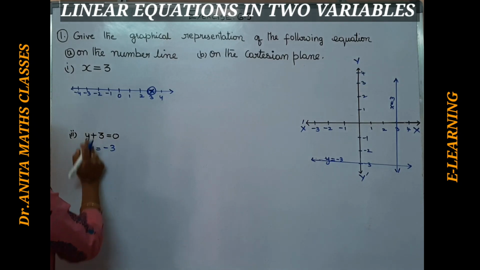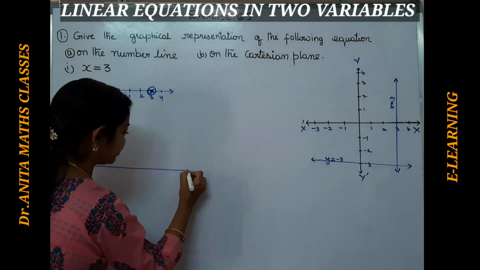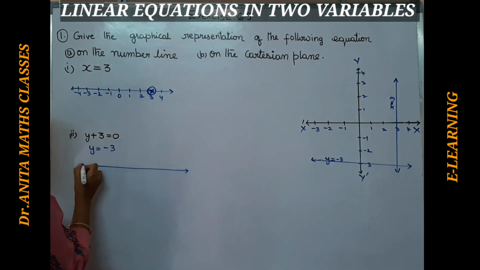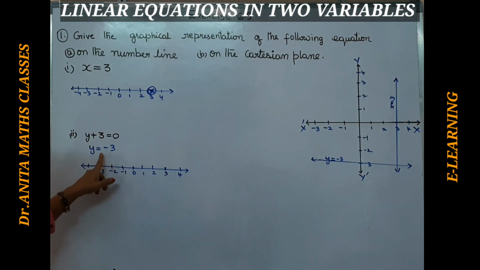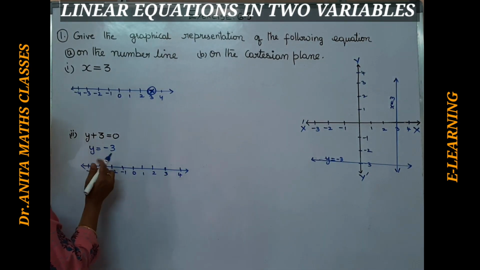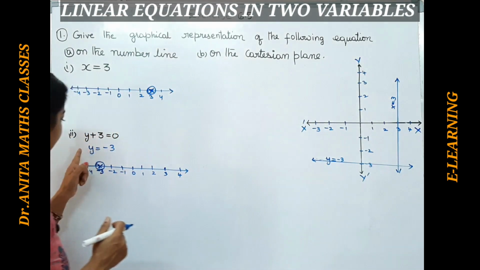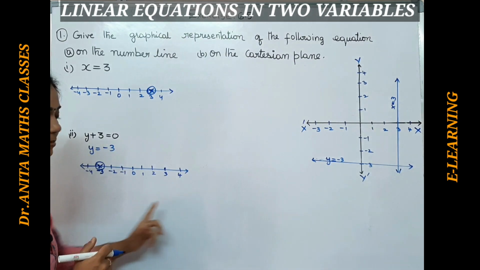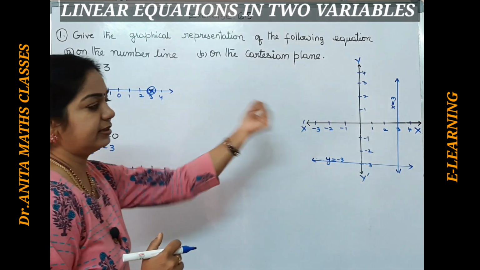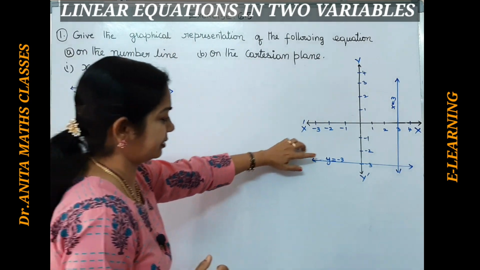And before that, here we will draw the number line. If you are drawing the number line, here 0, 1. So on the number line, y equal to minus 3. So on minus 3 you place it. So here if you see y equal to minus 3, here on minus 3 we can place it. This is the number line representation and that is the Cartesian plane representation.